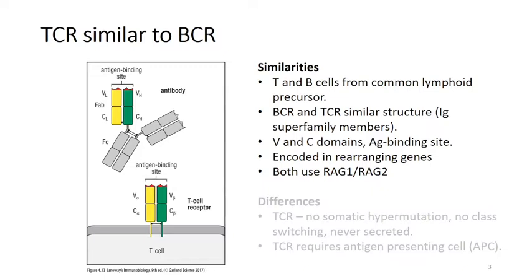That's because these lymphocytes, these T and B cells, are derived from a common lymphoid precursor. So there are a lot of things that T cells and B cells have in common, and one is that they have very similar structures. You can see here's the antibody up here, see this arm of the antibody here, which has the T.